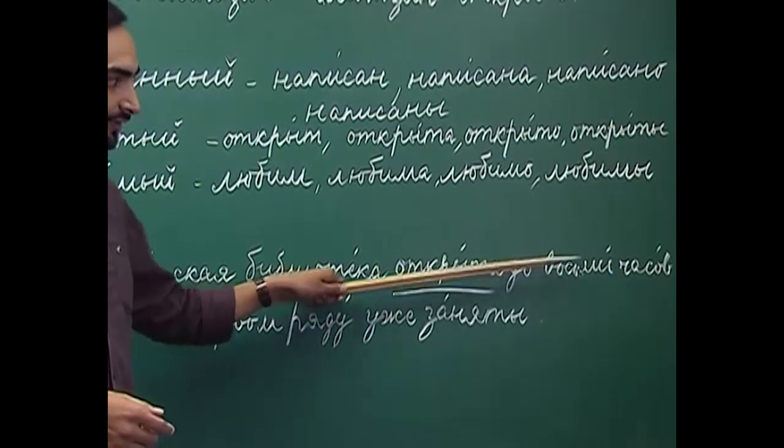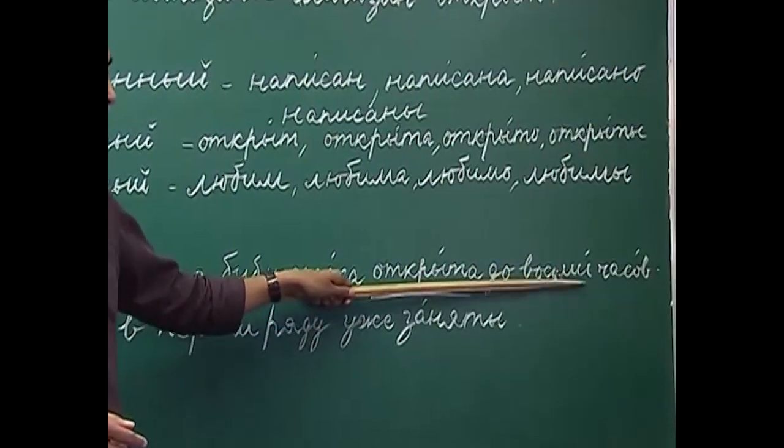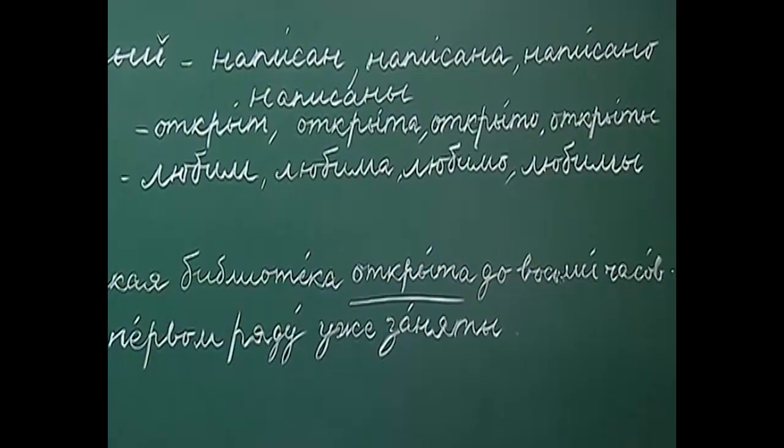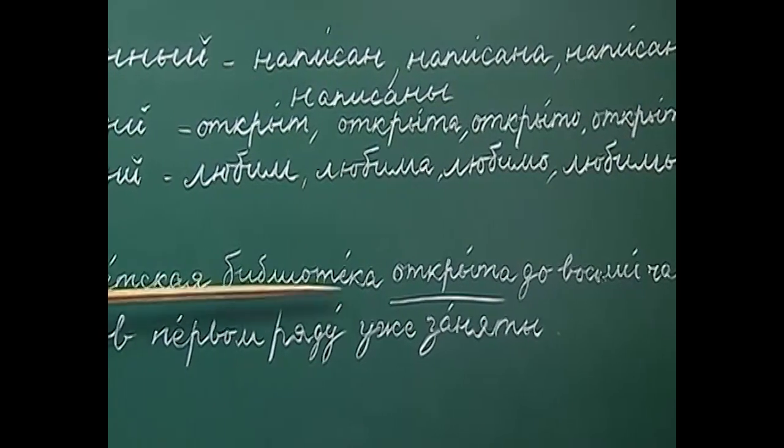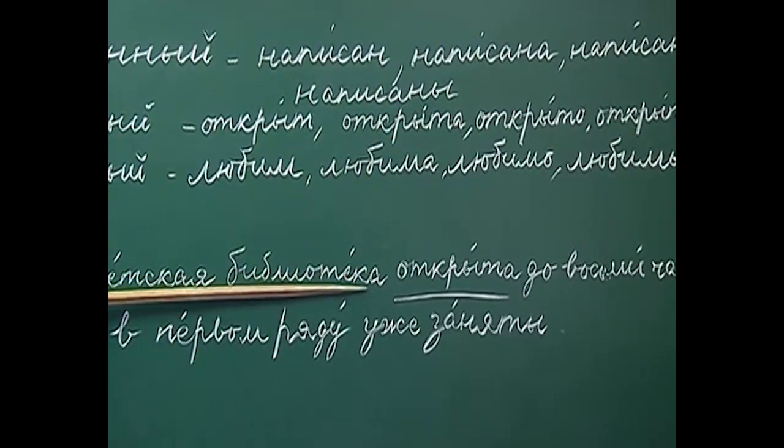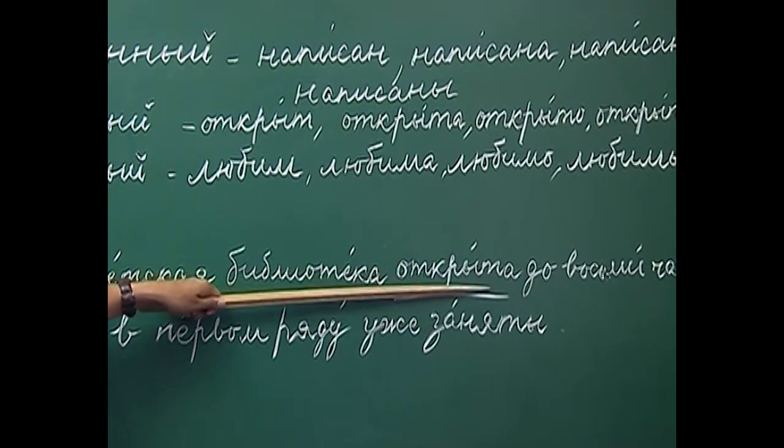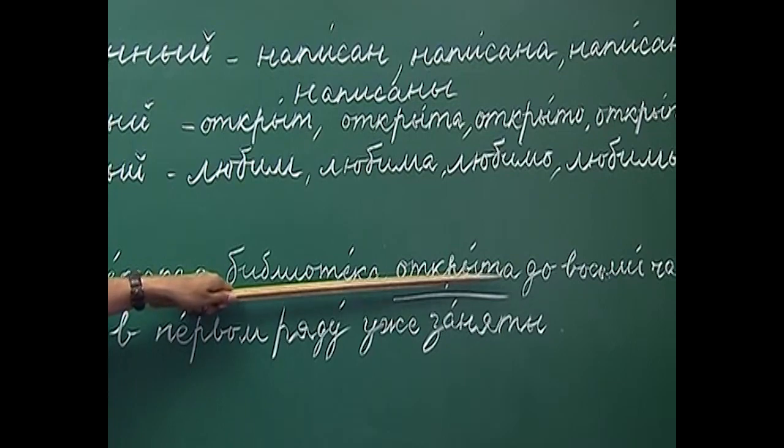After the preposition, we use the genitive case, that is why we have used vasmi from vosim 8, and biblioteka, which is a feminine gender noun, we have used the feminine form of the short form of participle atkrit, atkrita.